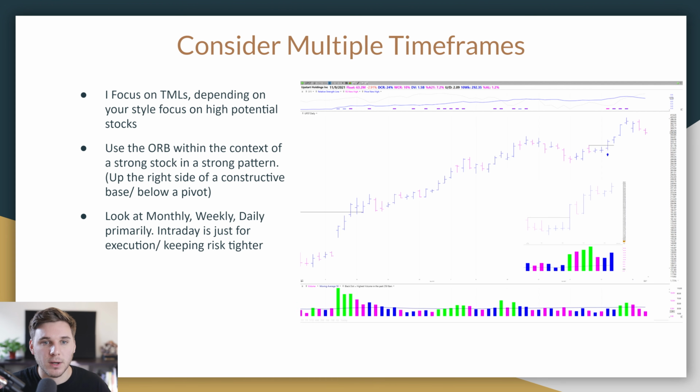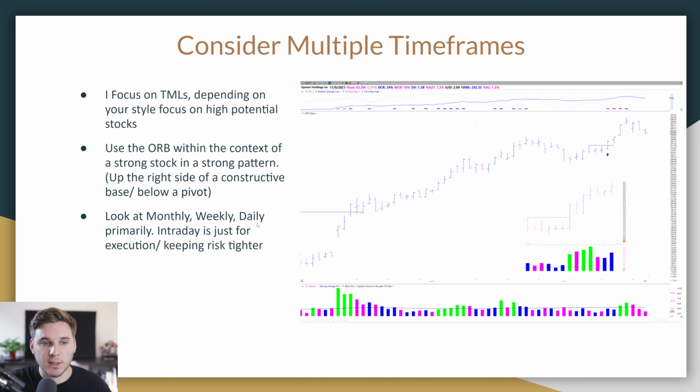I want to position myself in the best growth stocks of the day in that market cycle. And you always want to use the opening range breakout within the context of a strong stock on a higher time frame in a strong pattern. And this can be up the right-hand side of a constructive base, right below a pivot, which is how I bought UPST early on last week.